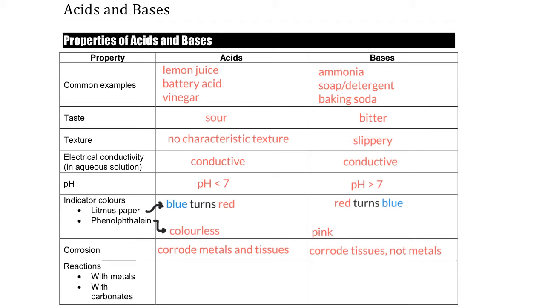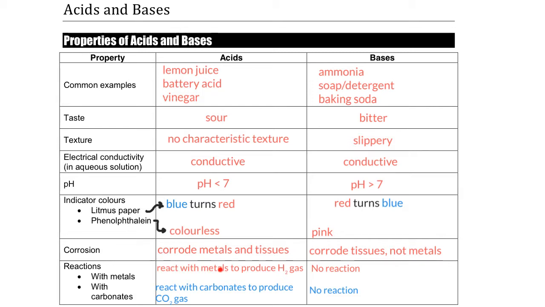And if we think about corrosion, an acid will corrode metal, and it will also corrode tissues like your skin. Bases, on the other hand, will corrode your tissues, so your skin, but not metals. So that's how acids and bases are different for corrosion.